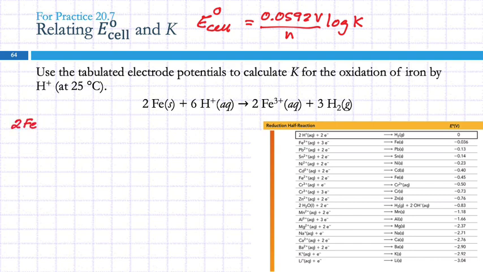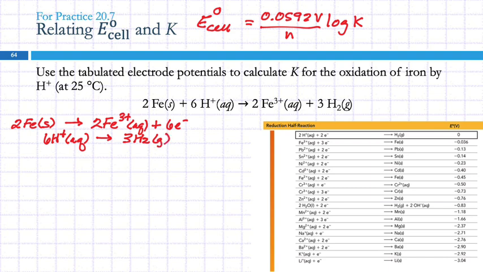So I've got 2Fe solid is going to become 2Fe3 plus. And there's got to be electrons in there somewhere, right? So over here I have positive 6 charge, on the left is 0. So that means I must have 6 electrons here. Then the H plus and the H2, that's 6 H plus forming 3 H2 gas. And for that to be charge balanced, I'm going to have 6 electrons on the left side.